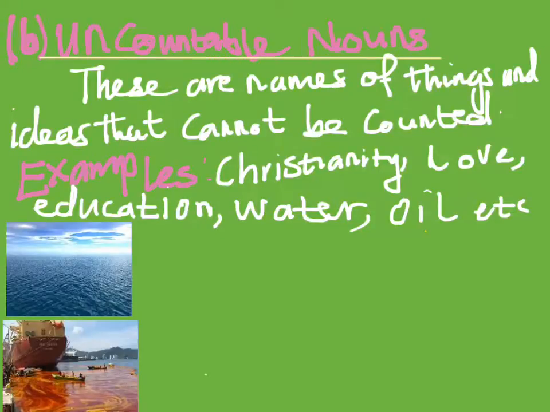For instance, this is sea water. You cannot count the number of drops of water in this sea. Of course, you also cannot count oil, or say 5 oil or 2 oil or 3 oil. Oil cannot be counted, and so these are referred to as uncountable nouns.